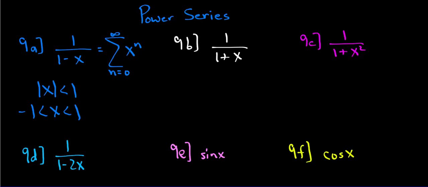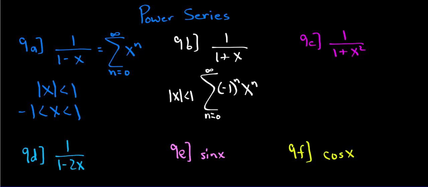The next one is like it, except we go from n equals 0 to infinity, and this is alternating. And it still has the same radius of convergence. The absolute value of x has got to be less than 1. Okay. Then we come over here. Now, this one, this 9c, we've got 1 over 1 plus x squared. It's like the 1 over 1 plus x.